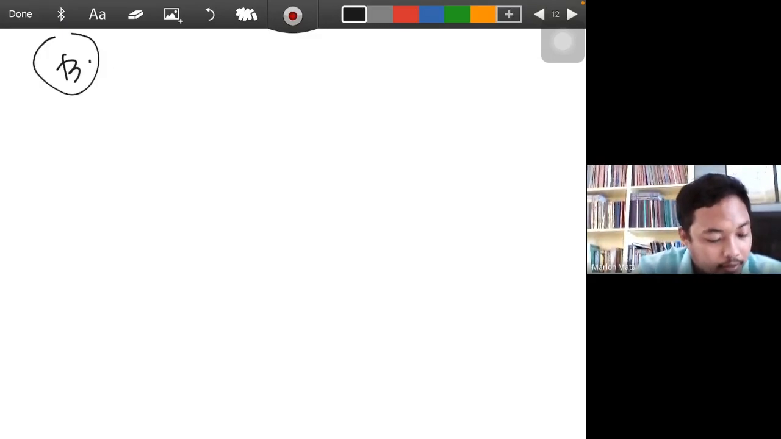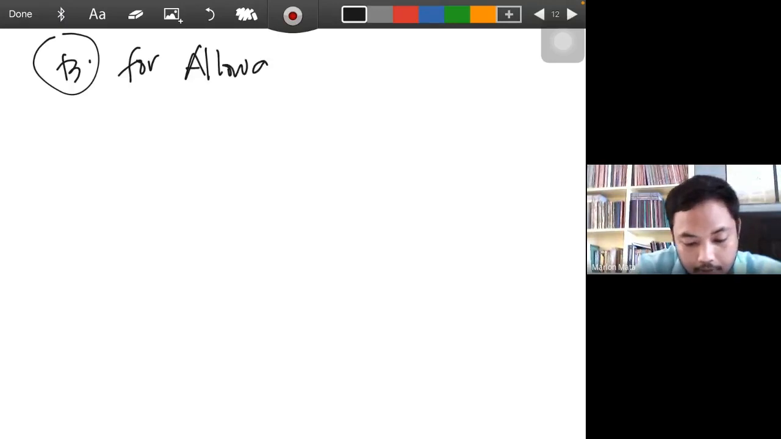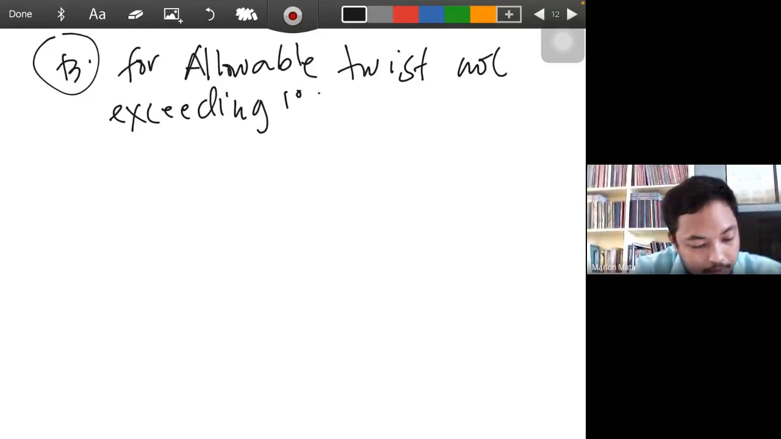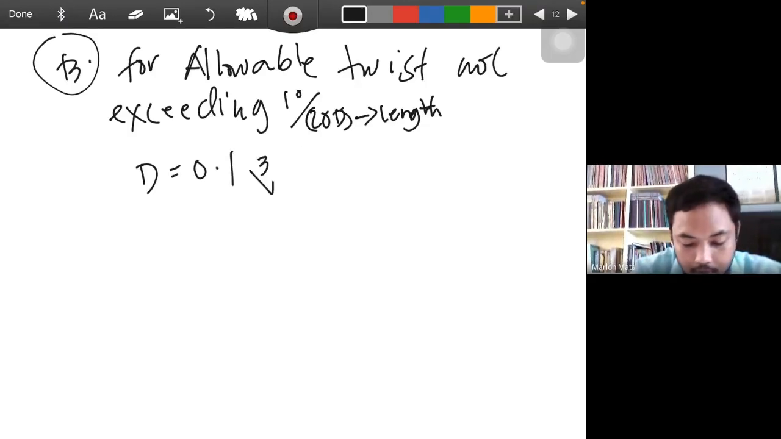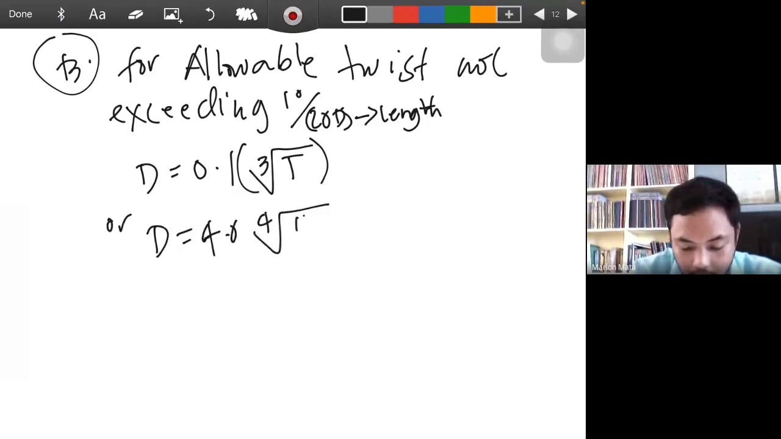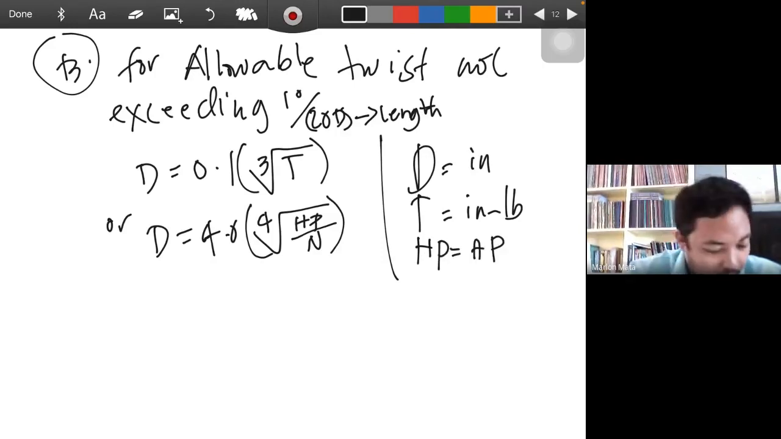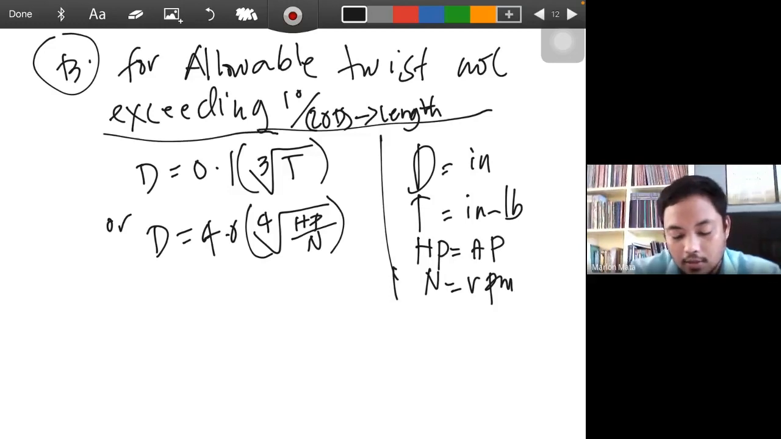We have another shortcut, for allowable twist not exceeding 1 degree per 20 times the diameter equivalent of length. Then the diameter D is 0.1 times the cube root of torque, or 4.0 times the fourth root of horsepower over N. Memorize, not a choice. The diameter is in inches, torque is in inch-pounds, and of course, power is in horsepower. N is in RPM. That is for not exceeding 1 degree per 20 times the diameter equivalent of length.